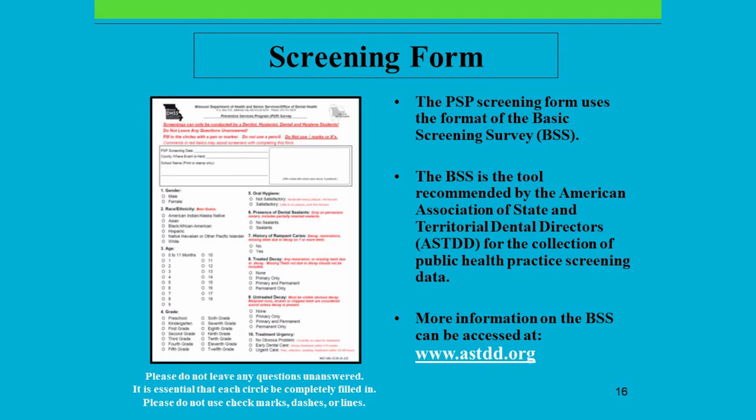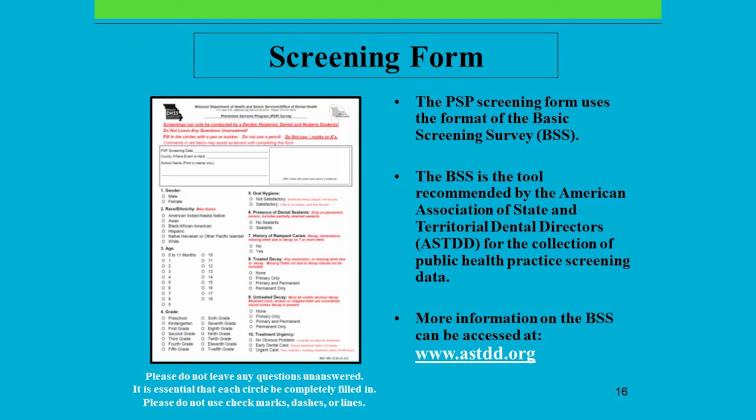PSP uses the format of the Basic Screening Survey, which is a tool endorsed by the American Association of State and Territorial Dental Directors. Only licensed dental professionals may conduct the screenings. Licensed dental professionals will have a familiarity with both primary and permanent teeth as well as normal and unusual findings. The surveillance data will be used by Missouri to report the oral conditions of our children. Therefore, we need the data to be collected as accurately as possible.